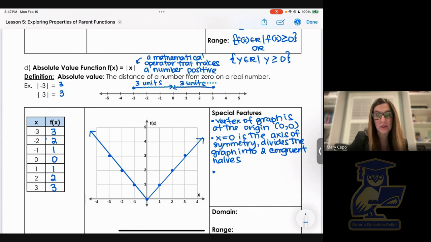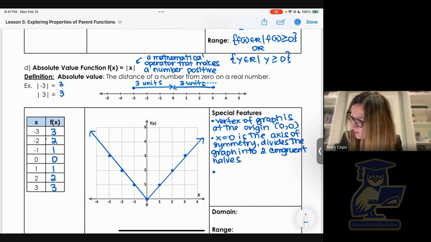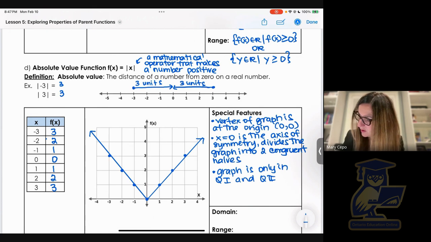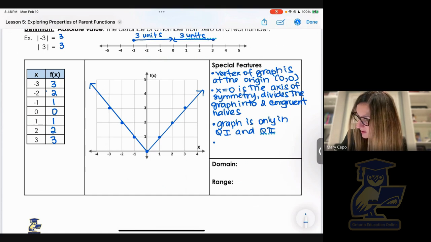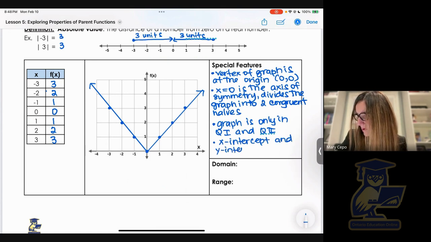Okay, in this case, if we can tell, just like the quadratic function, our graph is only in quadrant 1 and quadrant 2. So we can express that as well. The graph is only in quadrant 1 and quadrant 2. The other thing we can know is the x and y intercepts are both 0. So the x-intercept and y-intercept are both 0.